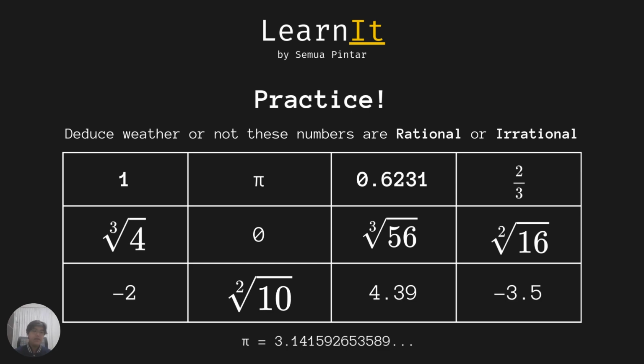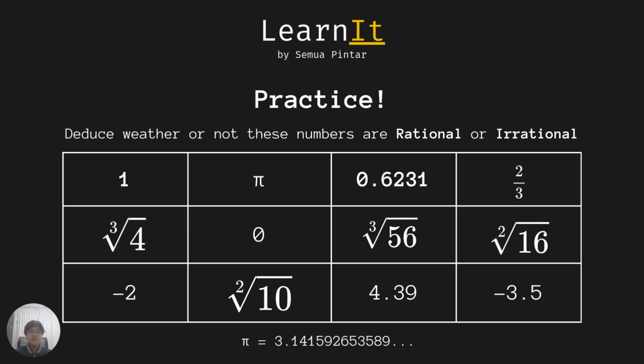And because we can convert it into a fraction, that means that it is rational. The cube root of 56 is in the same case, where it is a never-ending decimal and as such cannot be converted into a fraction. Now, the square root of 16 is a unique case because the square root of 16 is actually the same as 4. And 4 is a rational number because we can express 4 as 4 over 1. So in that case, the square root of 16 is actually a rational number, not irrational.